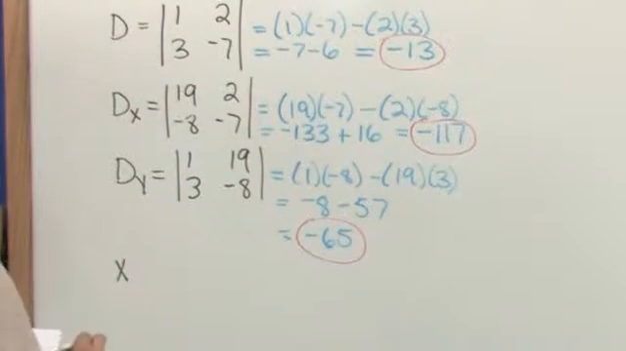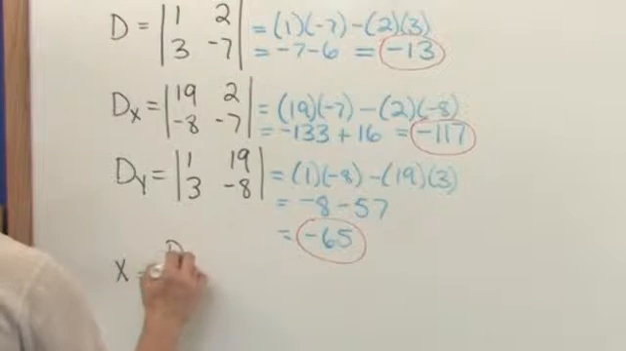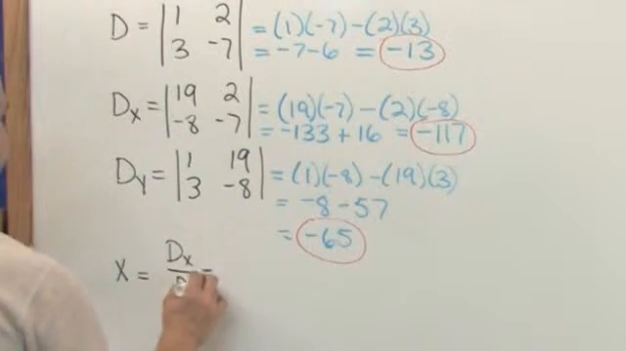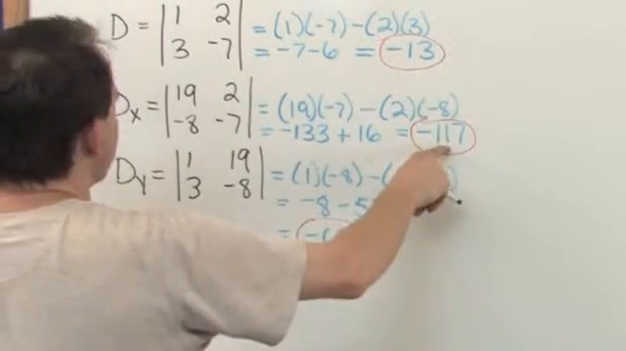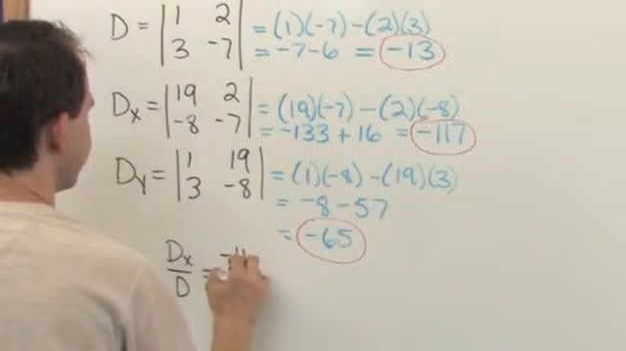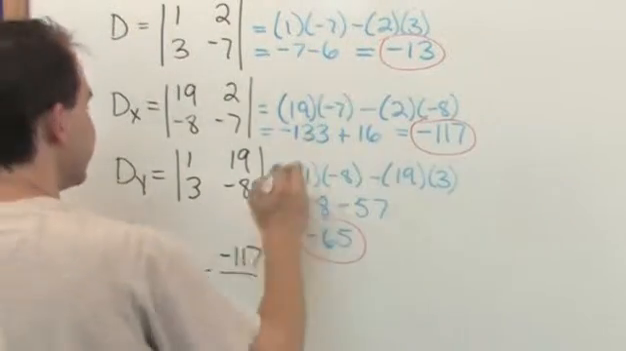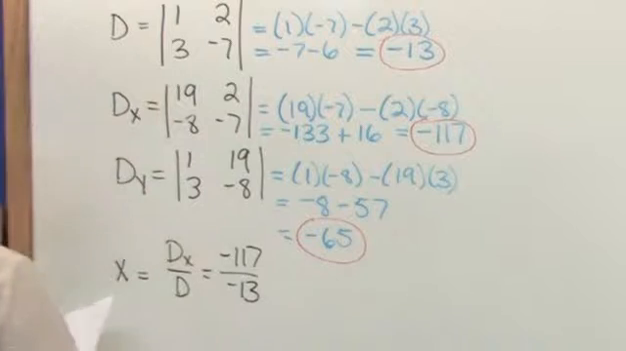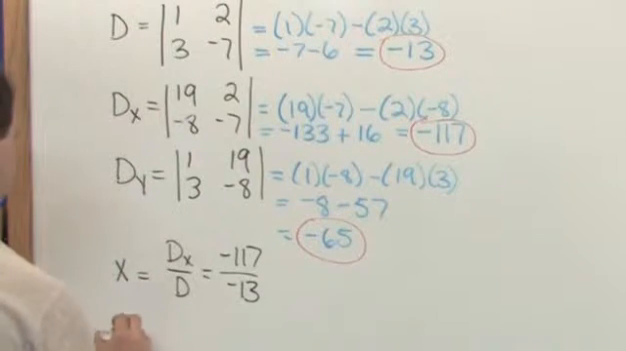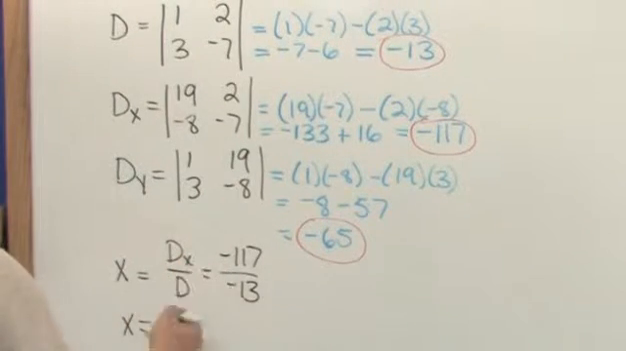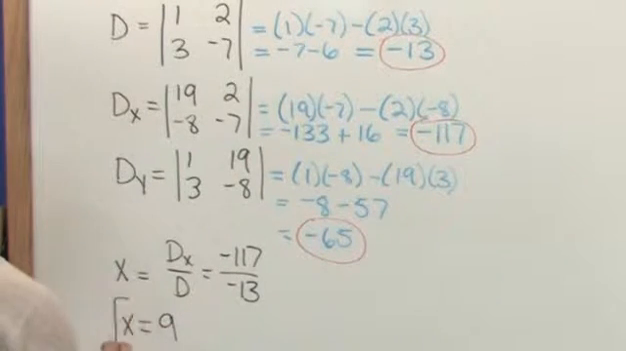The value of the variable x that we care about is going to be D sub x over D. D sub x we calculated was negative 117. D we calculated as negative 13. So when you actually do that, negative divided by negative is positive, and 117 divided by 13 is going to give you 9.